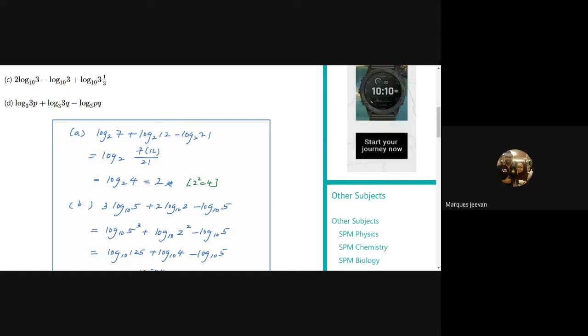In the next class, I'll explain how to do it if it's a different log base. So now you're doing all similar log bases, right? So the next class we'll look at how to do it when we are operating with different log bases. Let me know once you have copied D. Done.